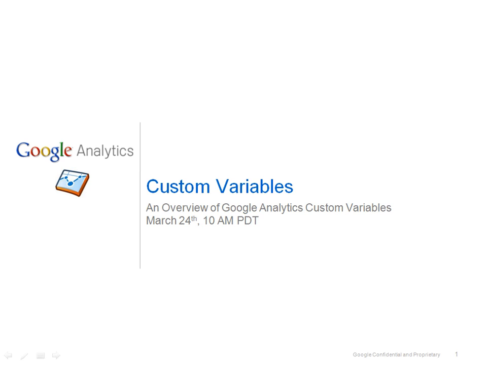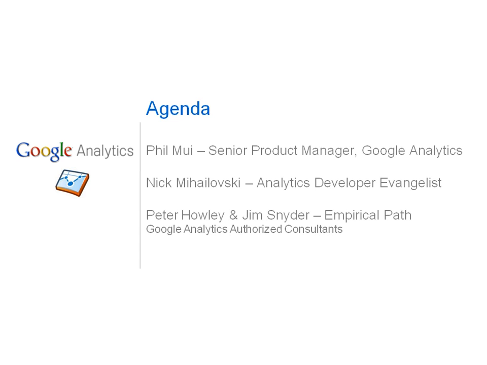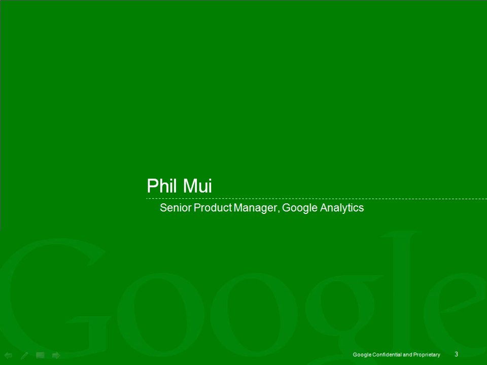I'd like to take a second to go over today's agenda. First, we'll be joined by Phil Mui, Senior Product Manager for Google Analytics. He'll talk about the ins and outs of custom variables. Then, Nick Mihailovski, the Analytics Developer Evangelist, will share some best practices for using custom variables. Then we'll be joined by one of our GACs, that's Google Analytics Authorized Consultants, Empirical Path. Peter Halley and Jim Snyder will share with us a case study that they've done with BusinessInsider.com using custom variables. With that, I'd like to pass it over to Phil.